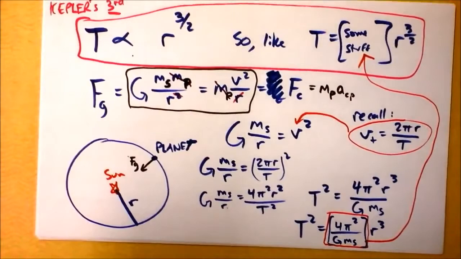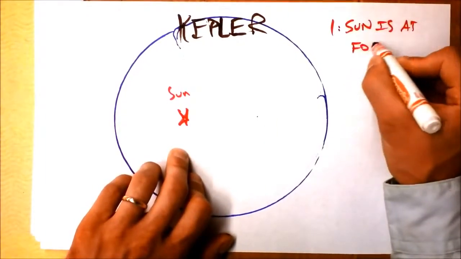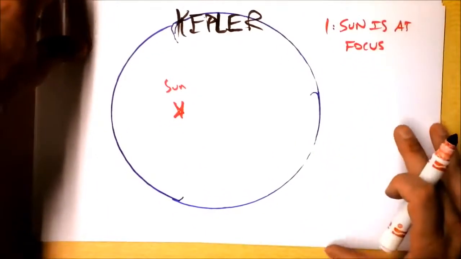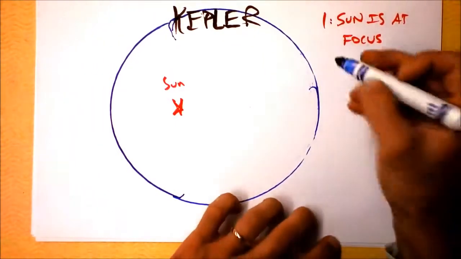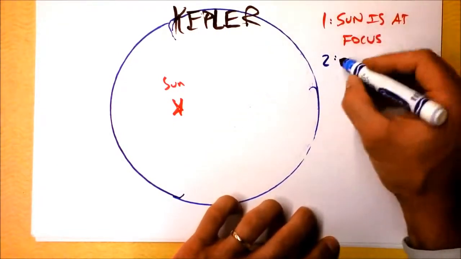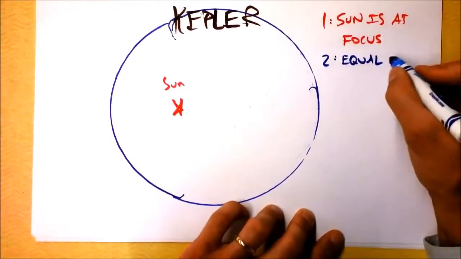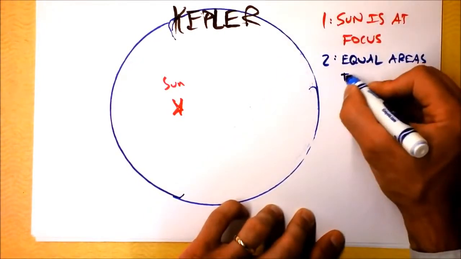One, sun is at focus. All right, and Kepler's second law is the law that I like to call the windshield wiper law. Kepler's second law says equal areas in equal time. Let's step it out a little bit. No, I guess we're stuck with it because I've made that hole.